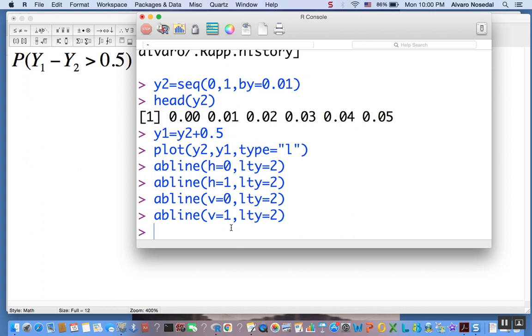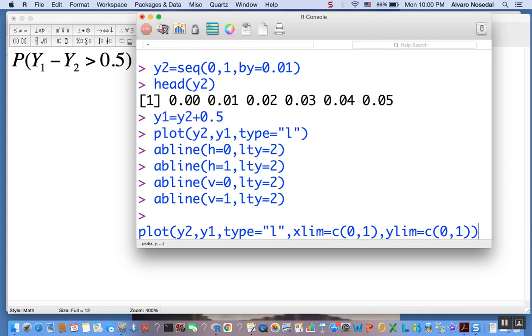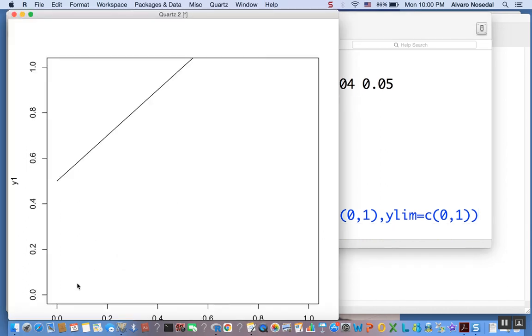Note that this is not showing exactly what I want, so let me restrict that. Let me be more specific. I want the limits for the horizontal to be 0, 1. Okay, now that's exactly what I want.